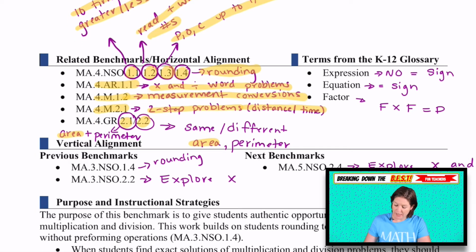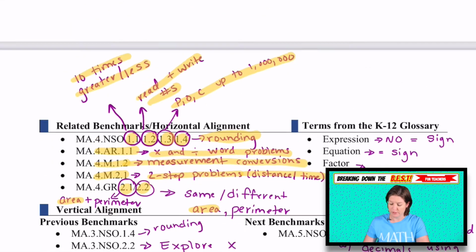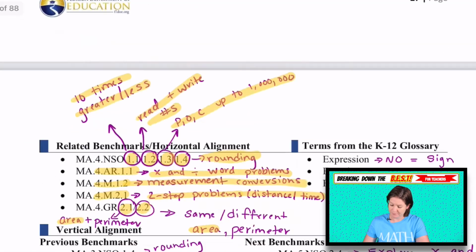So you can see there's a lot. There's actually probably a lot more. I'm wondering why like NSO.2.3 and NSO.2.4 is not listed there, but really anything that is related to multiplication and division would be related to the standard that we're going through today, the 2.5.